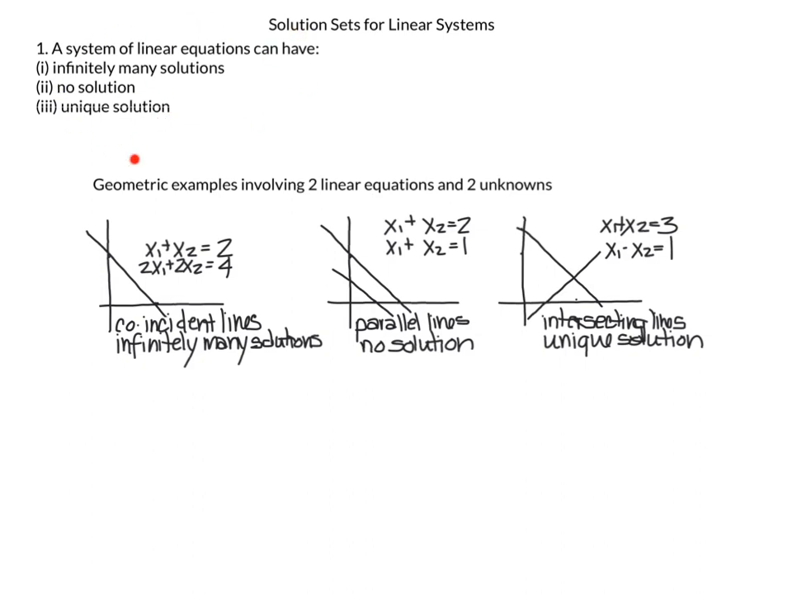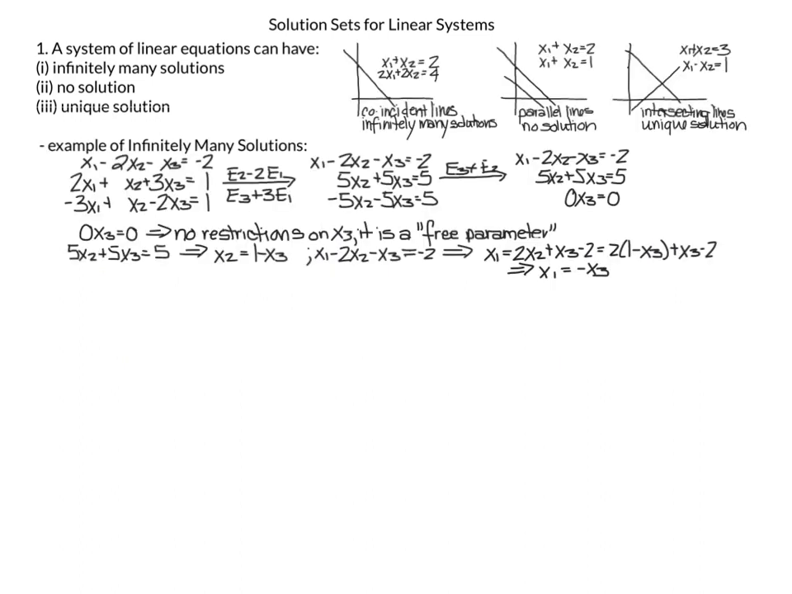So these are the three cases you have. You want to take a look and convince yourself that there's no other possibility other than infinitely many, no solution, or unique solution, at least for two linear equations in two unknowns. And you want to remember in general, these are the three situations you can have for any set of linear equations. Next, we will do an example of infinitely many solutions.